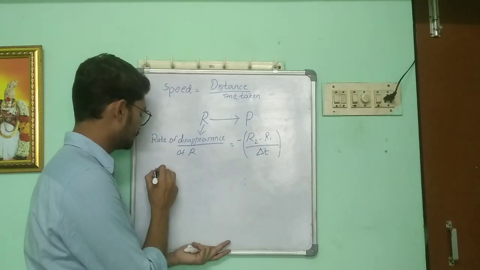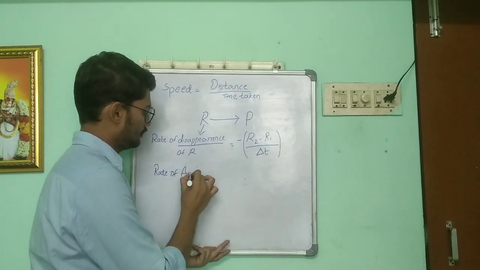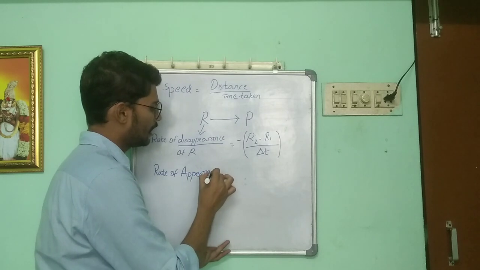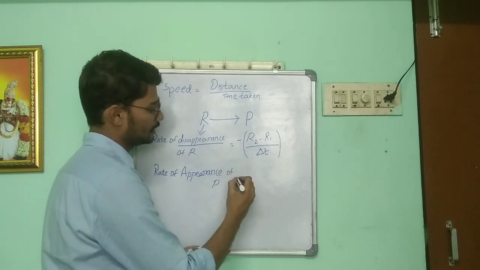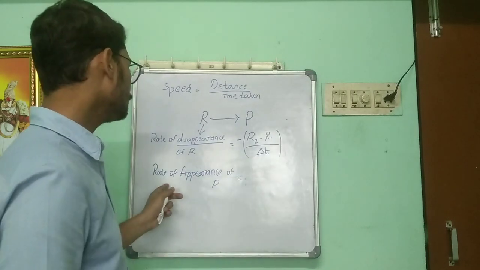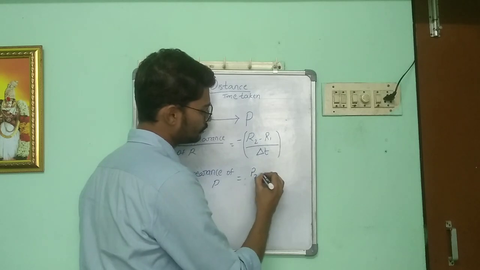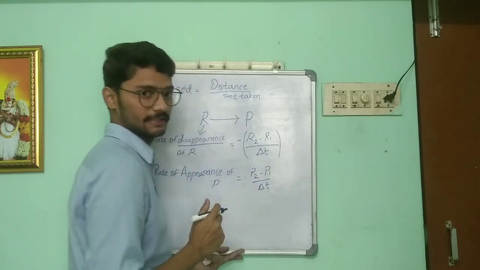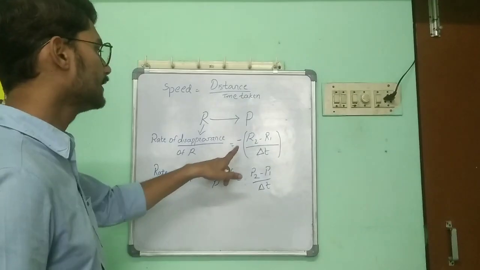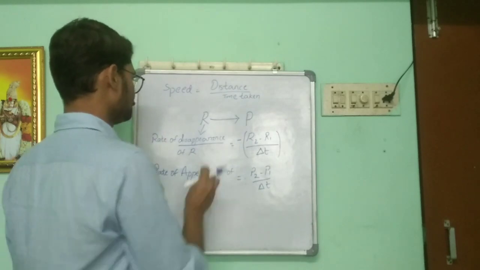And let us also understand the rate of appearance. Rate of appearance means the appearance of P, that is the product. So how do we write the rate of appearance of P? We take it as P2 minus P1 divided by delta T, and there is no negative sign here, you have to note that. Why? We will understand these two topics using an example.